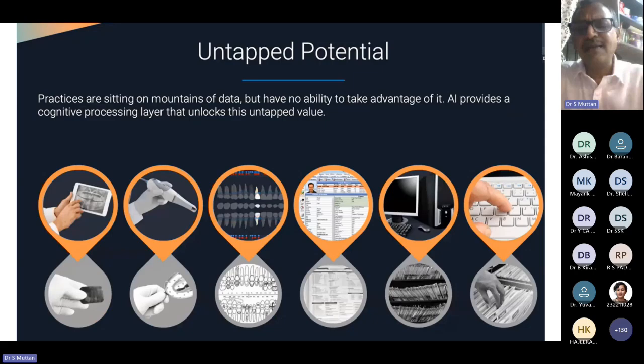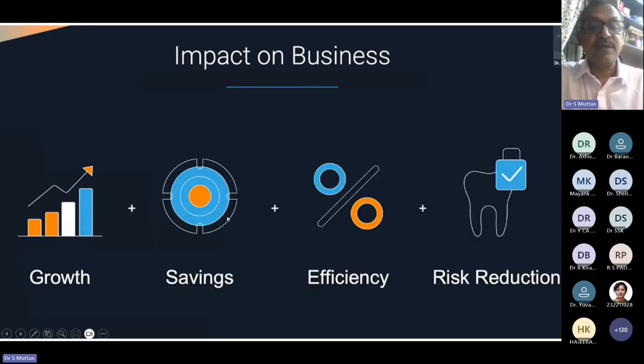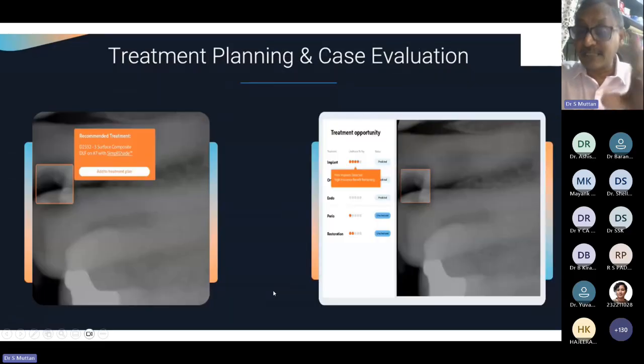In dentistry, you have unparalleled potential for use of AI. Let me tell you, my dear friends. And the impact is, once you use the knowledge of AI plus the knowledge of the doctor. So I'm not telling AI, I'm telling AUI. So consistency, trust, health improves. There's a better growth, savings, efficiency, risk reduction. Automated and predictive diagnosis can happen. Treatment planning, because trust builds, consistency builds, case acceptance increases. Treatment planning is better because there is a standardized diagnosis process.